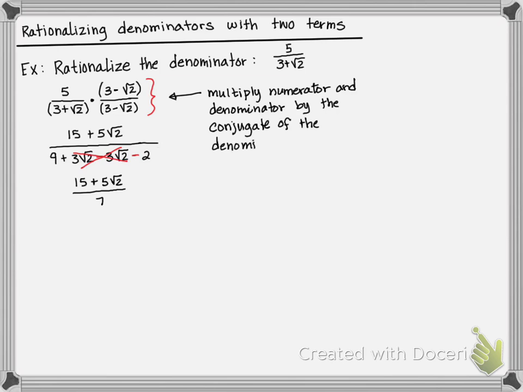So conjugate just like the opposite? No, because the opposite of 3 plus root 2 is negative 3 minus root 2. The opposite changes both signs. The conjugate has the same two terms, but just the operation between them is different. So the opposite would be like if I multiplied it by negative 1, and that would change both signs. The conjugate just changes one of those signs.